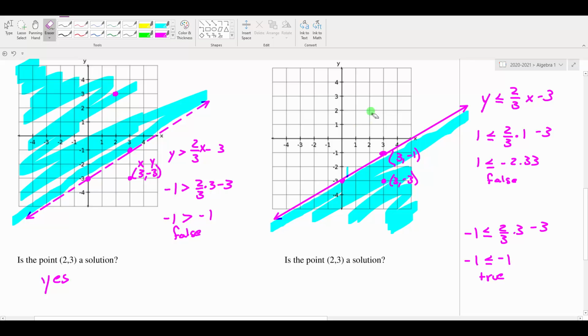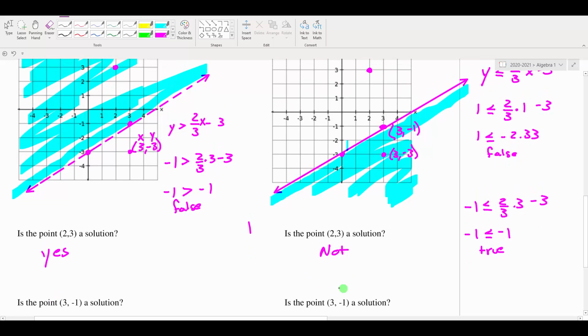Now, if we go over here and do the same thing for our graph, it wants to know, is (2, 3) a solution? If I go right 2 and up 3, that point is not in our shaded region, so this would not be a solution. We'll do another one. We did (3, -1) already. We found that the point (3, -1) was not a solution for this one because we did not have an equal to bar, but over here it was because we did have the equal to bar.